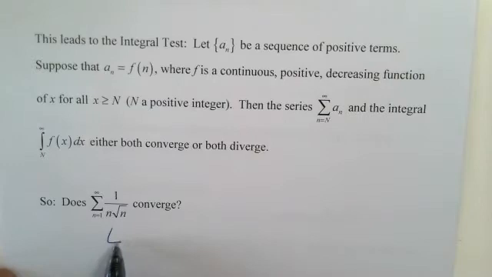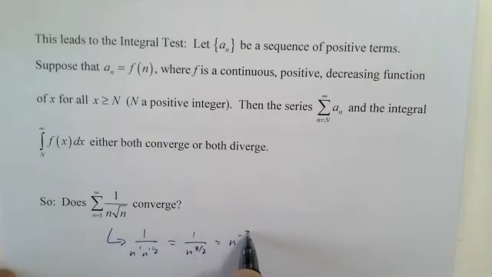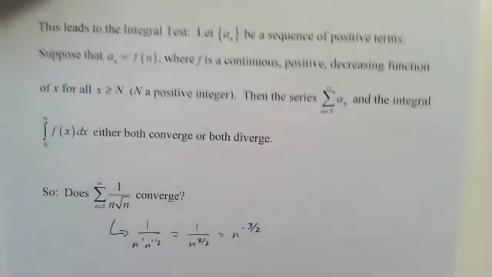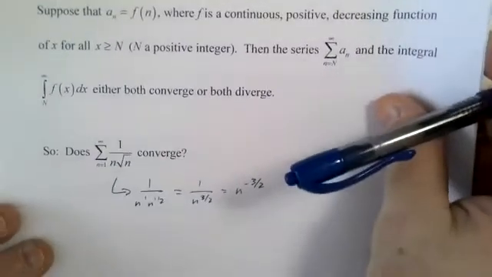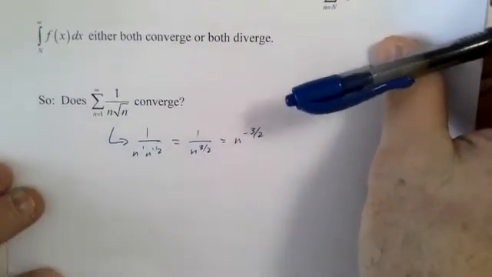Well, first off, I can rewrite this as 1 over n to the 1, n to the 1/2, which is 1 over n to the 3/2, which is n to the negative 3/2. Add 1, negative 1/2, divide by that, I get integral is negative 2n. You know what? I'm being lazy. I want to show you the end of the story, but let's show you the whole thing.